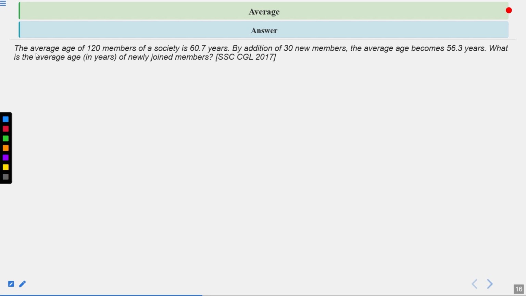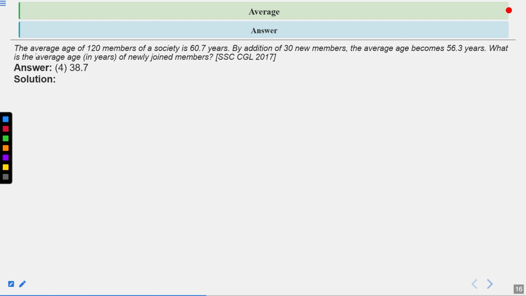So the question says that the average age of 120 members of a society is 60.7 years. So we can calculate the total age of these society members. Now the question says that by adding 30 new members, the average becomes 56.3 years. It means 120 plus 30, it means 150 members, average is 56.3. So by multiplying, we can also calculate the total age of the society of 150 members. Then we subtract it, and then dividing by 30, we get the newly joined members' average. So the correct answer of this question is the fourth one, which is 38.7 years.